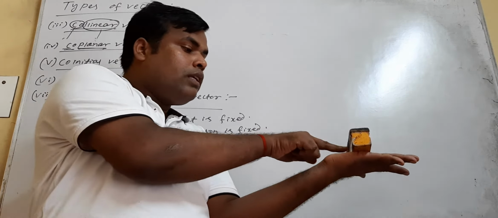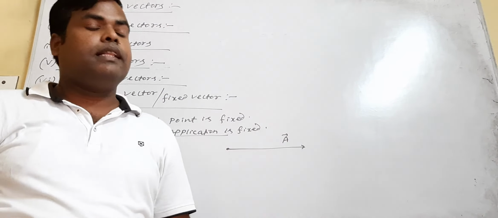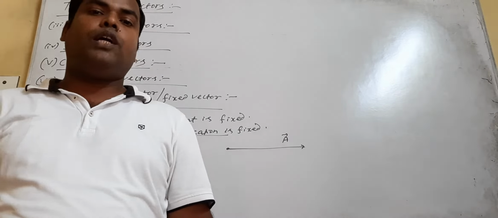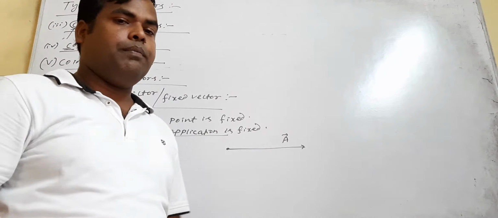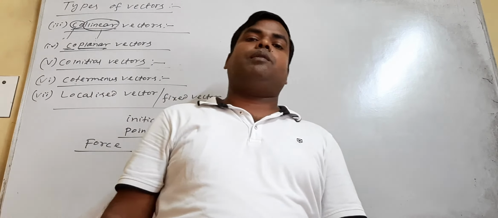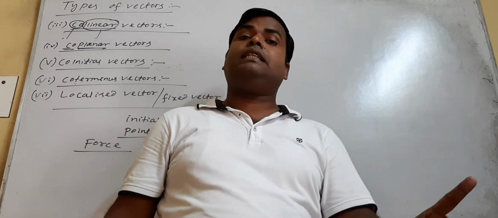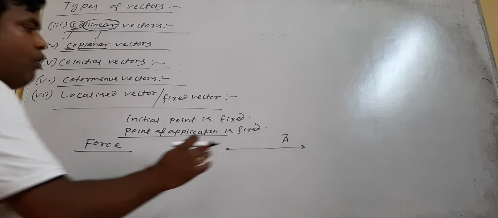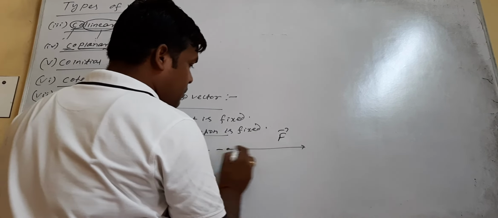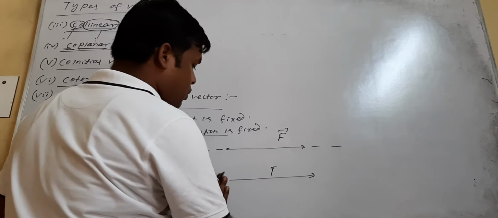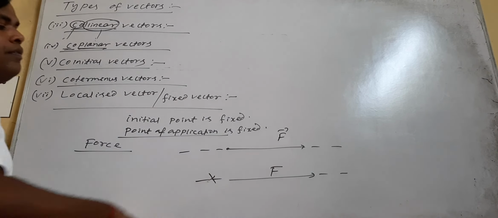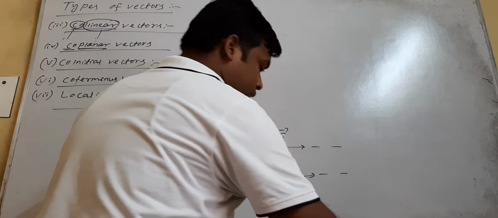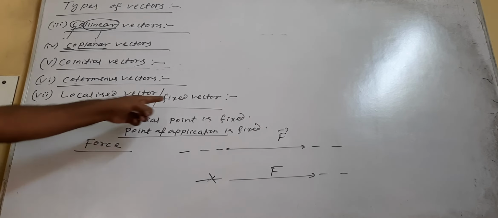That means if you change the point of application of the applied force, then the effect of the force is changed. Here the effect of the force depends upon the point of application. To get the same effect of the force, we have to fix the point of application. That means force has a fixed point of application, so force is considered a localized vector. You cannot shift the line of action of the force. If you shift it, then the effect of the force is changed. So force is considered a localized vector or fixed vector, as the point of application or initial point is fixed.